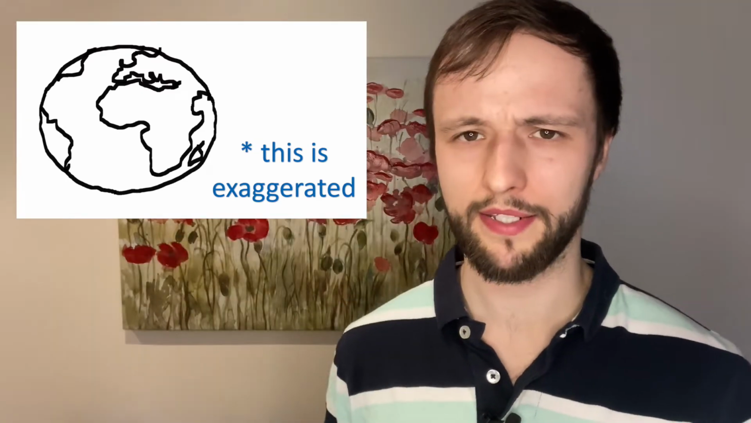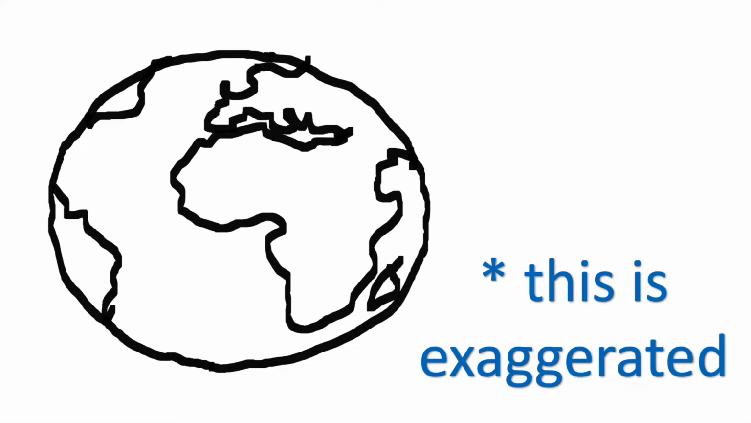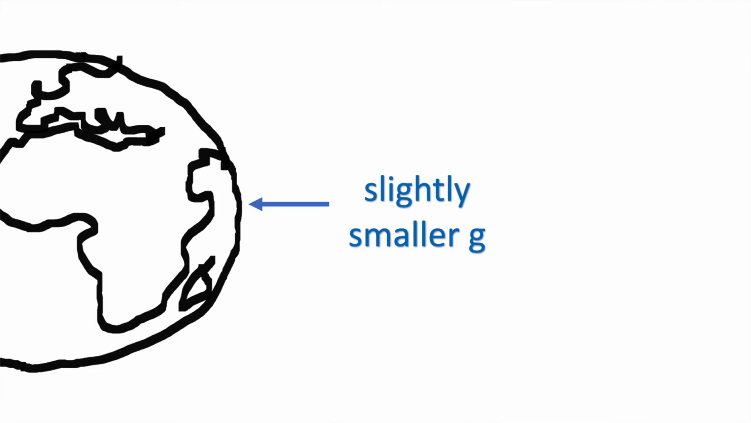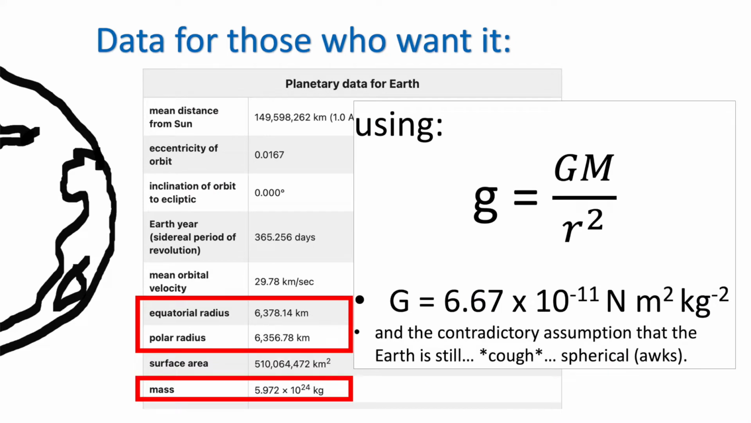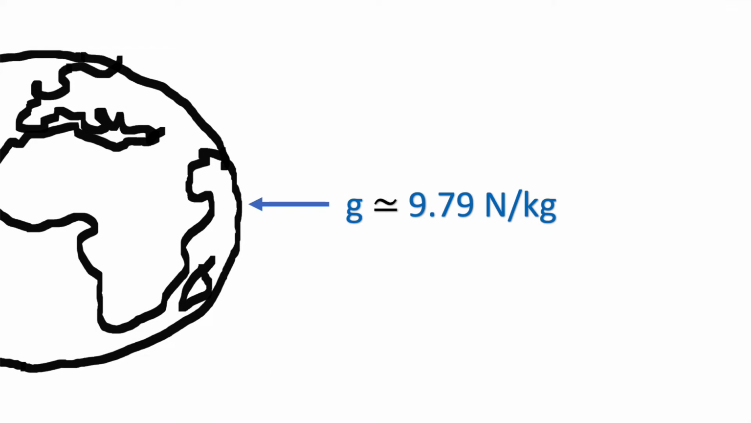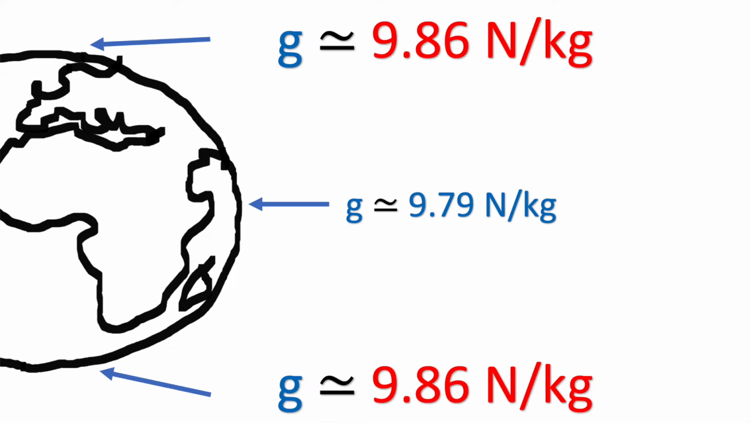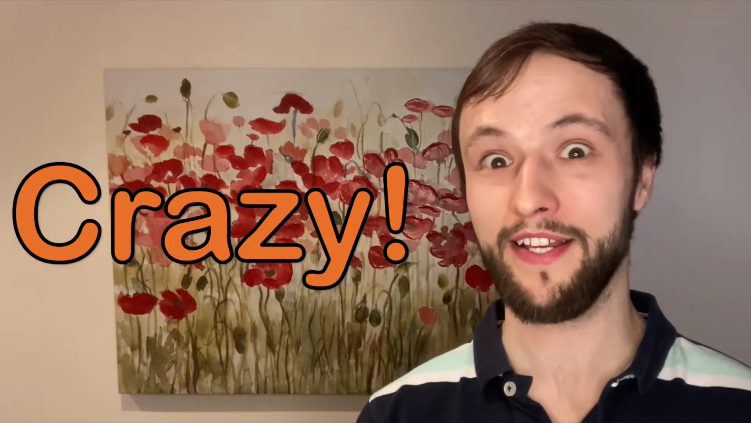Fun fact, our planet is not a perfect sphere. It's a bit squashed at the top and bottom ends. This means that on the equator, the gravitational field strength is a bit less than if you're stood at the poles. In fact, a quick calculation using some data from Britannica shows that the gravitational field strength on the equator is about 9.79 newtons per kilogram, but at its poles, the gravitational field strength is 9.86 newtons per kilogram. Crazy! Then again, that's less than a 1% difference.